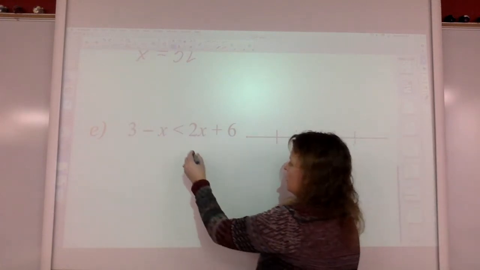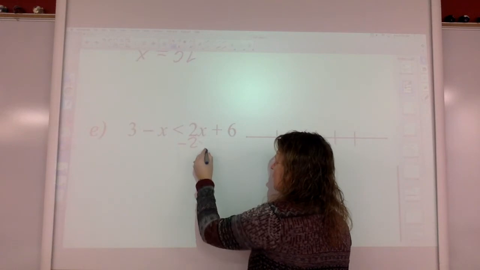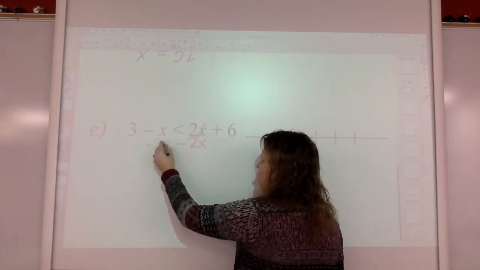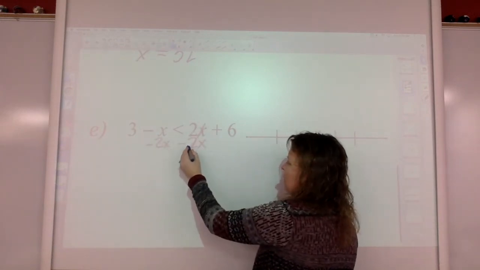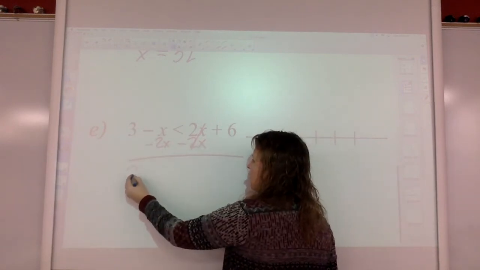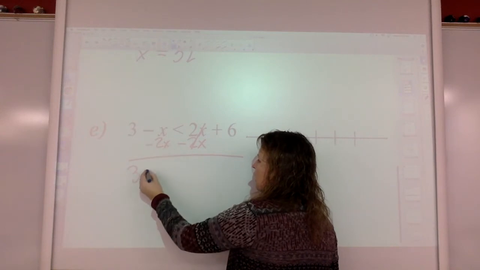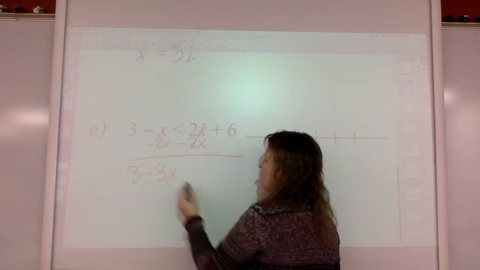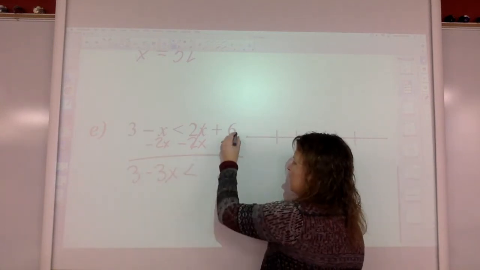So what we're going to do is move this negative 2x over here by the x. Because it was positive, we make it negative. Whatever you do to one side, you have to do to the other side. Drop down your 3. Negative 1 and negative 2 is negative 3x. Is less than 6.